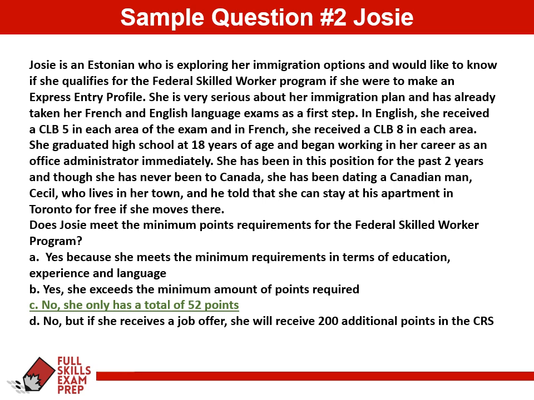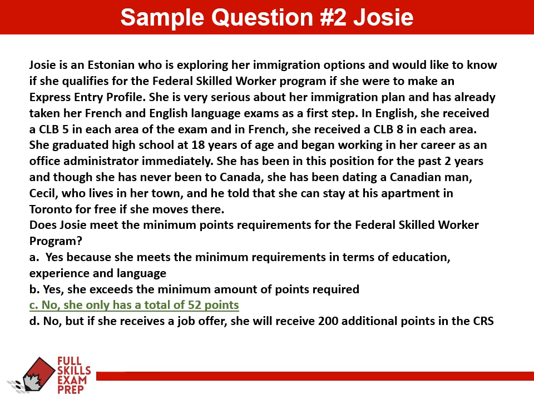Now, when we look at the question itself, it asks if she meets the minimum requirements in terms of points for the Federal Skilled Worker Program. So as we know, the minimum in terms of those points is 67. We saw that she has 52. So when we take a look at A, yes, because she meets the minimum requirements in terms of education, experience, and language. Yes, those are the minimum requirements of the Federal Skilled Worker Program, but there's also the 67 points requirement. Now, if a person doesn't get that, then they don't meet those minimum requirements.